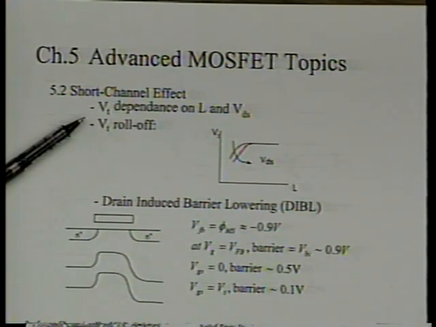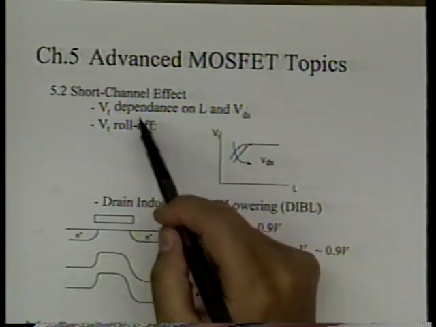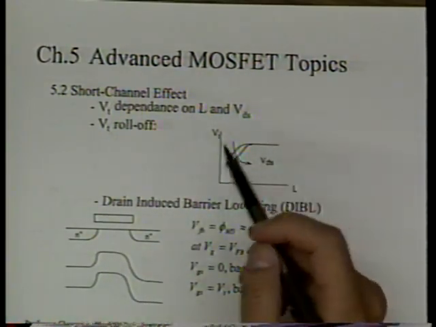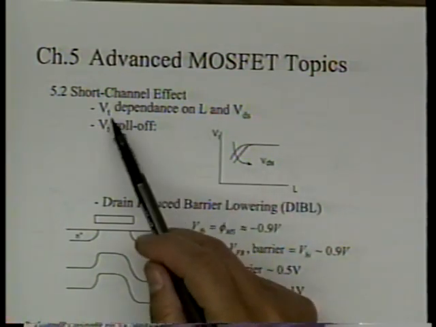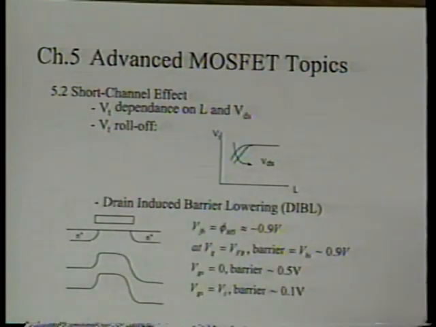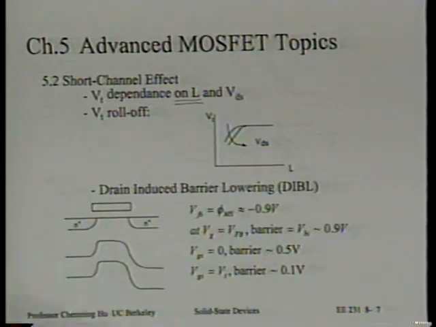Short channel effect simply means VT depends on L and VDS. Sometimes people even want to only consider the VT dependence on L and call that a short channel effect. I think that's a little bit too limiting, but you do see that usage sometimes. So I would say the fact that VT depends on L and the fact that VT depends on VDS can all be called short channel effect. But especially the fact that VT depends on L is known as a short channel effect.